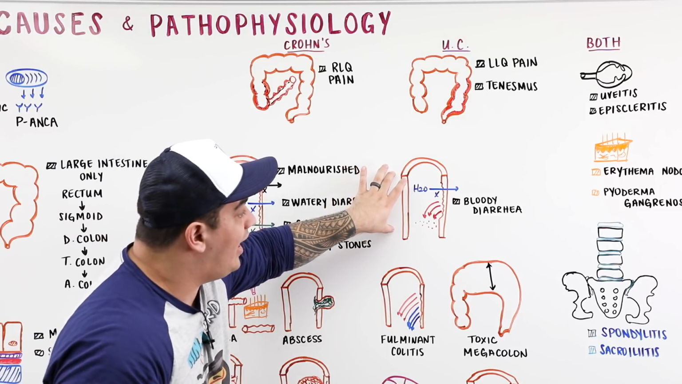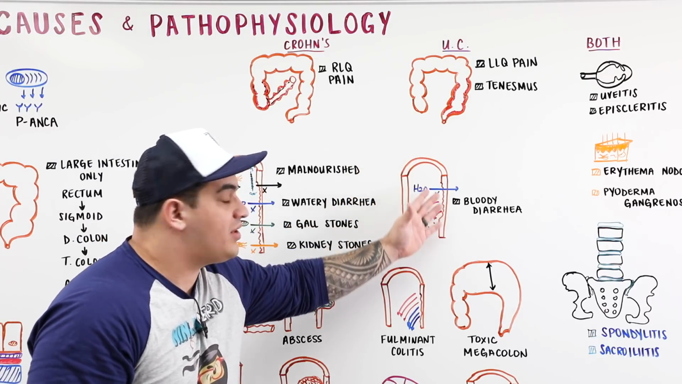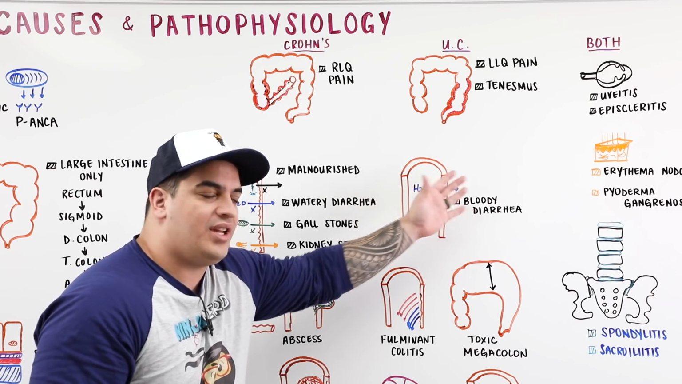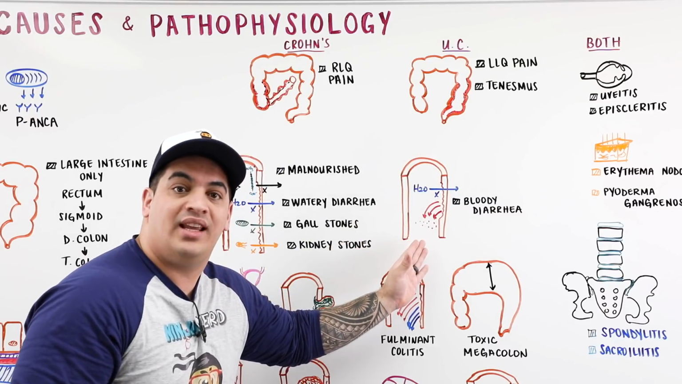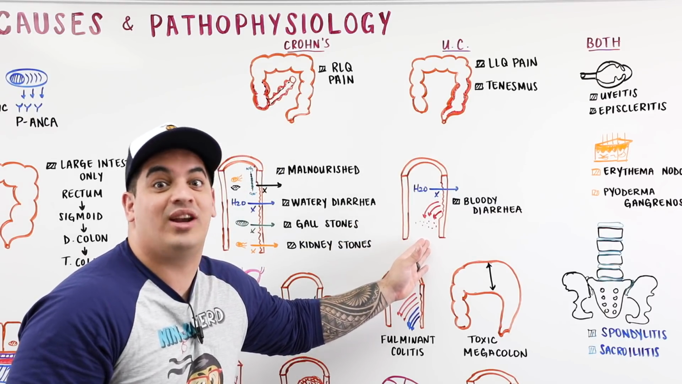Whereas in ulcerative colitis, it's primarily having lesions that are involving the large intestine. The large intestine, the most important thing is water reabsorption. So you lose water here in the actual poop. So you get watery diarrhea.